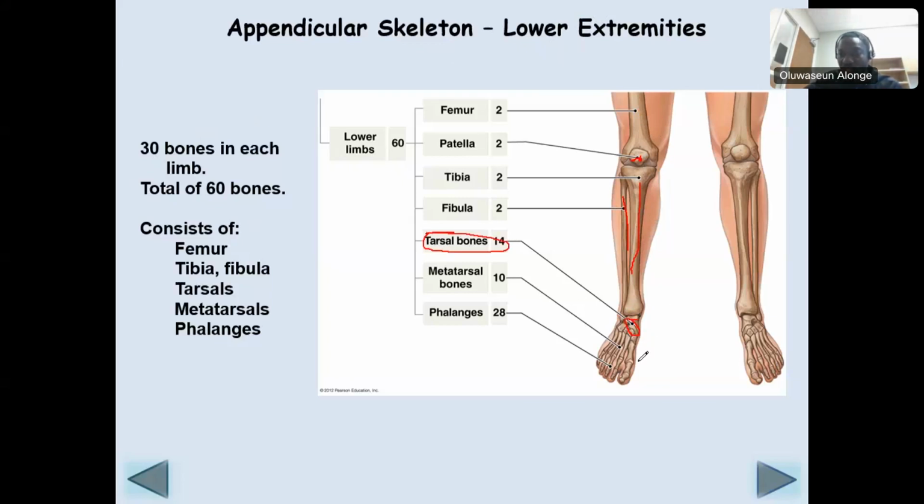Then we have metatarsals, just the same way we call them in our upper limb: carpal bones, metacarpals, and phalanges. The same way we have tarsal bones, metatarsals, and phalanges. All right. This great toe, we call it hallux.